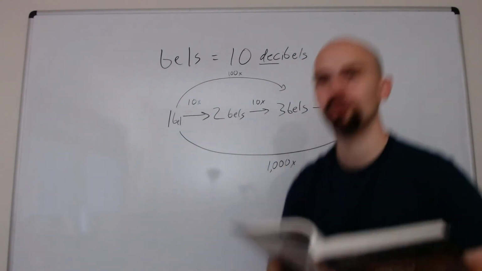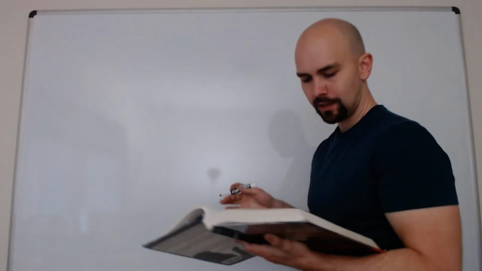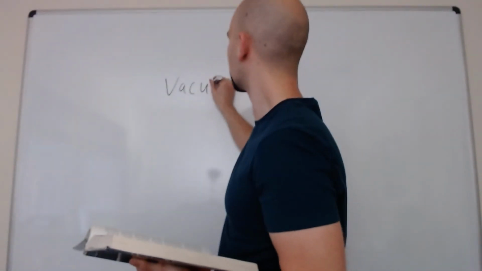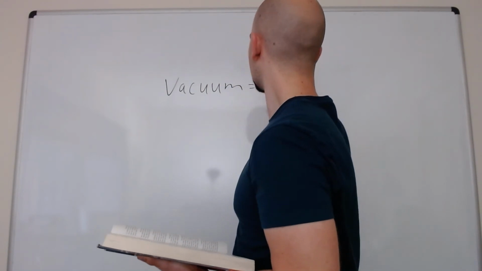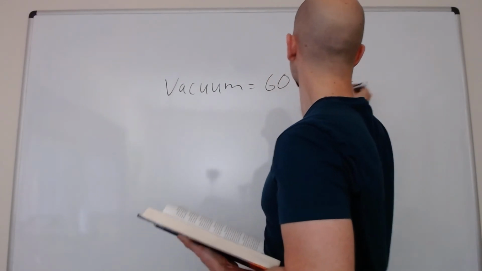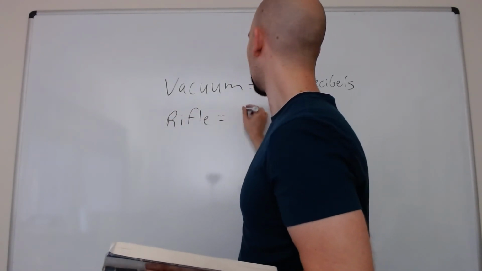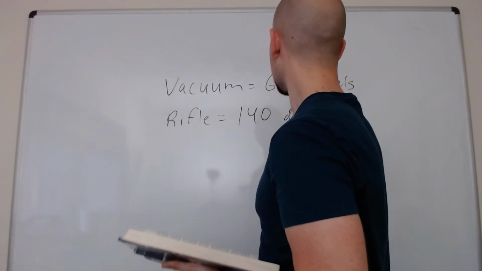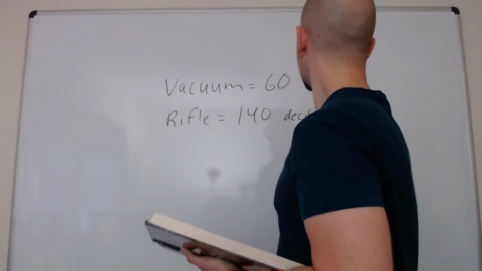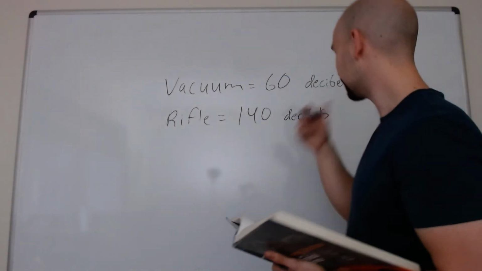And we're going to do a quick computation using bels. For example, 14.4. In example 14.4, it says that the sound from a typical vacuum cleaner is 60 decibels, and the sound from a rifle is going to be about 140 decibels. And they ask how many times more power, or how many times louder is the rifle than the vacuum.